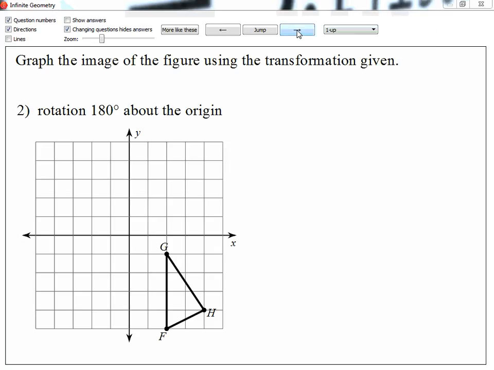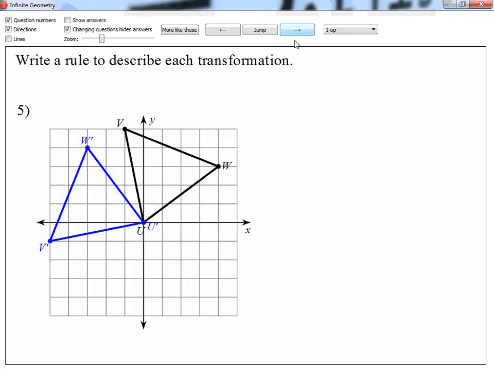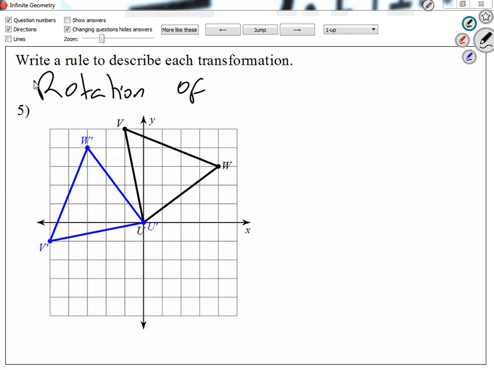Alright, let's take a look at question number 5. Once again, I know in your paper there's no bucket clue, but you guys can follow the notation. You know which one came first, which one came later, because of the notation. It says describe a rule. When we write a rule to describe each transformation, we're dealing with rotations today, so I'm just going to write rotation of, I need to find out the degrees. Since it happens to every point, let me follow my W and my W prime.